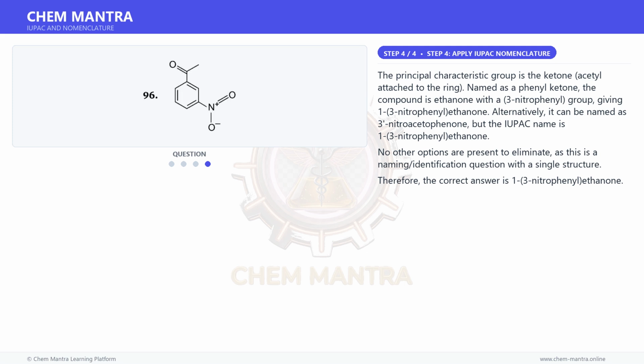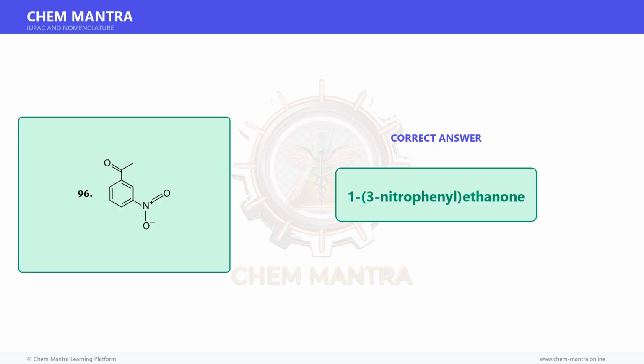Alternatively, it can be named as 3-nitroacetophenone, but the IUPAC name is 1,3-nitrophenyl ethanone. No other options are present to eliminate, as this is a naming identification question with a single structure. Therefore, the correct answer is 1,3-nitrophenyl ethanone. The correct answer is shown on screen.